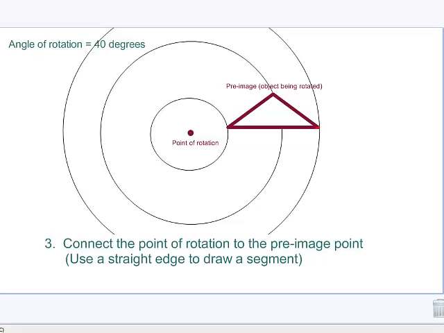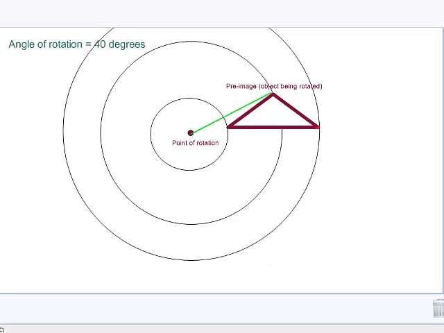We're going to take a straight edge, and you can use your protractor for this, to connect the point of rotation to each pre-image point. So we'd have a segment from the point of rotation to that top vertex, one from the point of rotation to the left vertex, and one from the point of rotation to the right vertex. The reason we do this is to set up the next step.